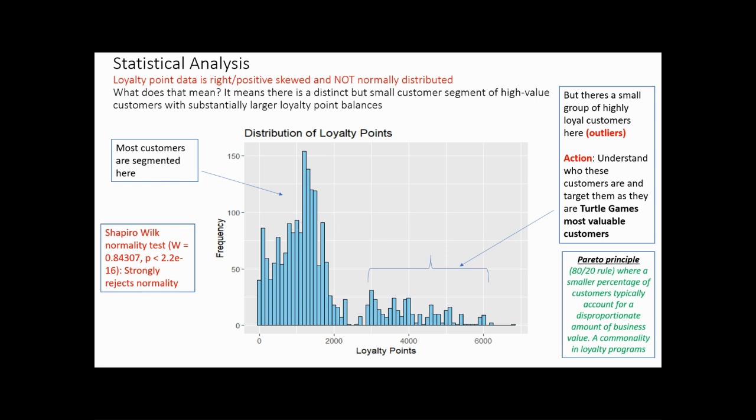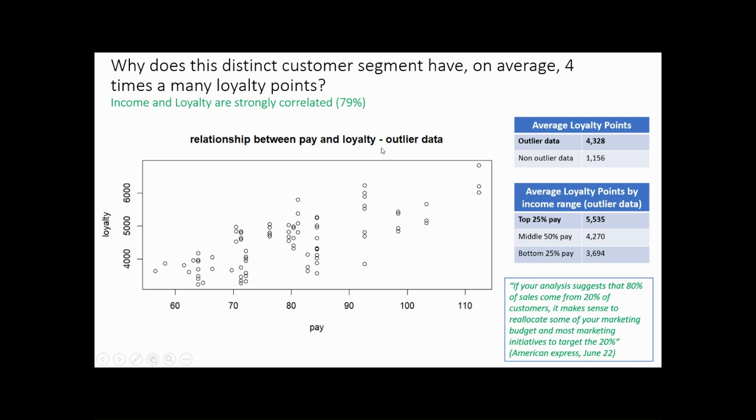This type of distribution is very common in loyalty programs and reflects the Pareto principle, where a smaller percentage of customers typically account for a disproportionate amount of business value. Given that Turtle Games' goal is to enhance sales, establishing an understanding of its highly engaged customers seems pertinent.